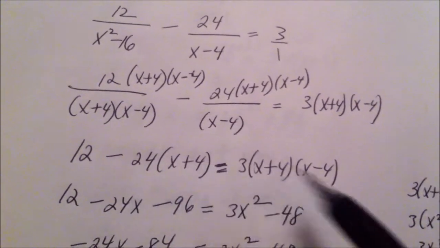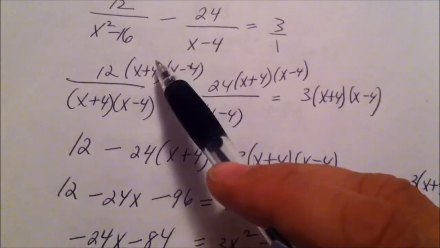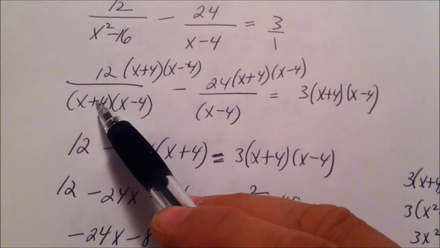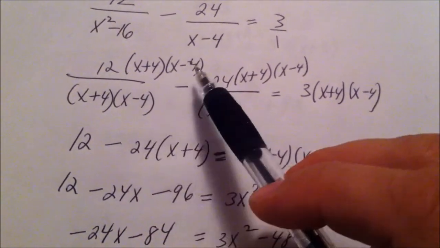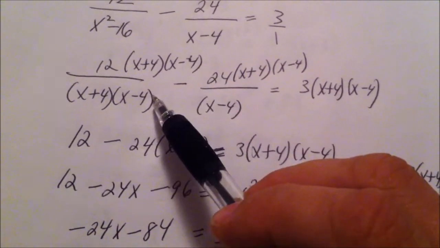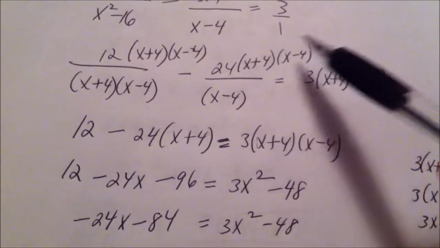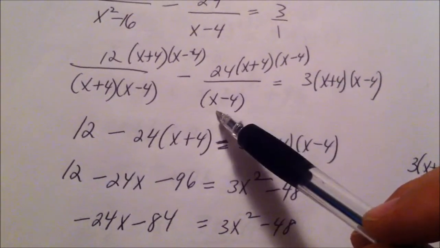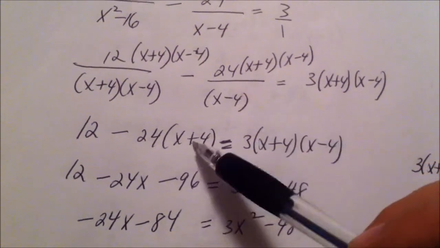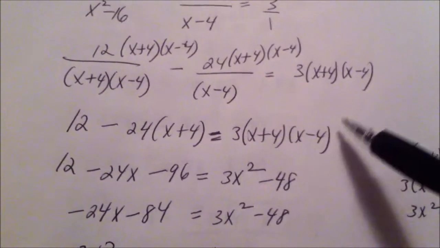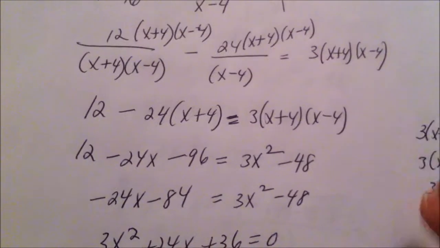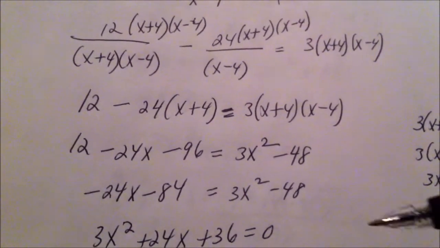The next stage, the fractions will be goodbye. The x plus 4's cancel, and the x minus 4's cancel, and I'm left with 12. Bring down the subtraction sign. The x minus 4 cancel, and I'm left with the 24 and the x plus 4. Nothing cancels here. I hate to say the word cancel. It means simplify to 1.